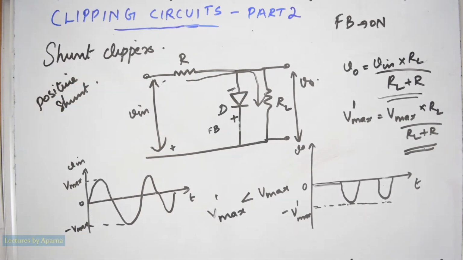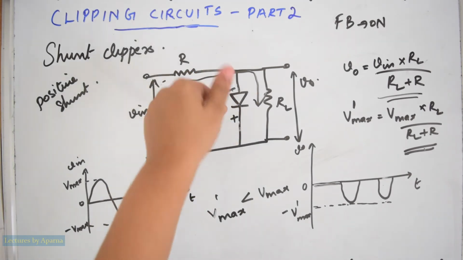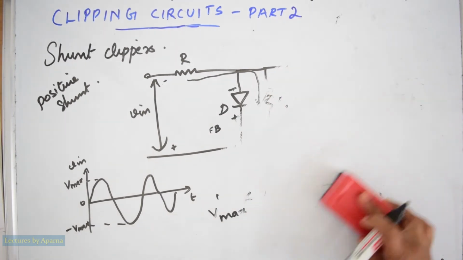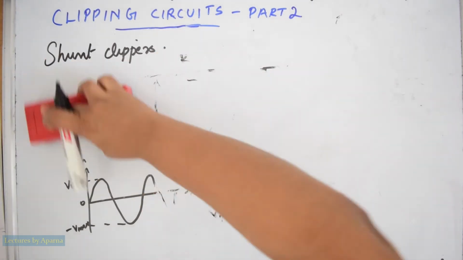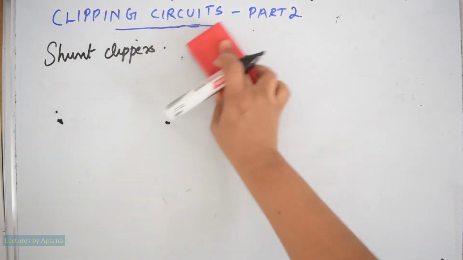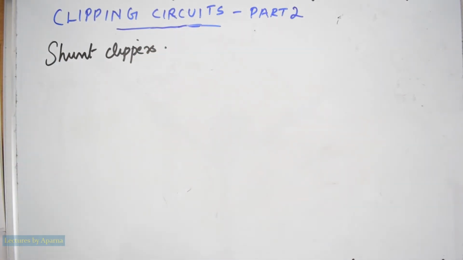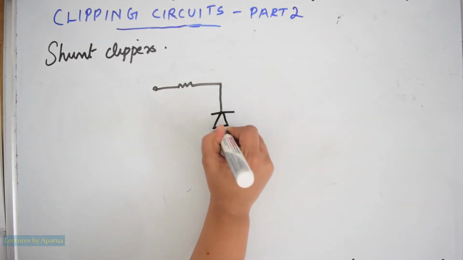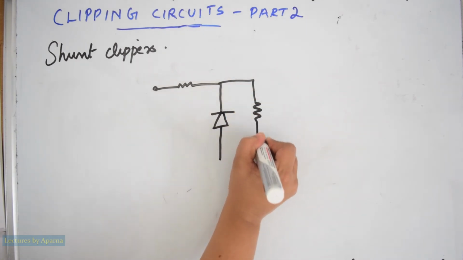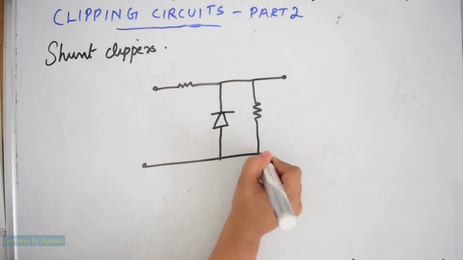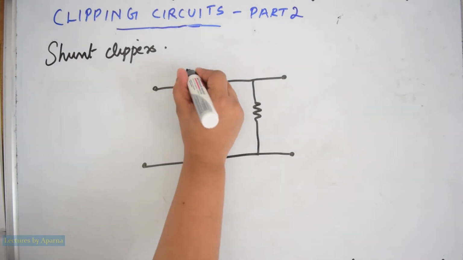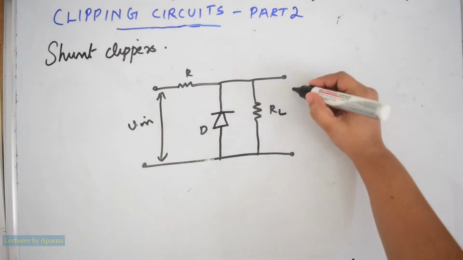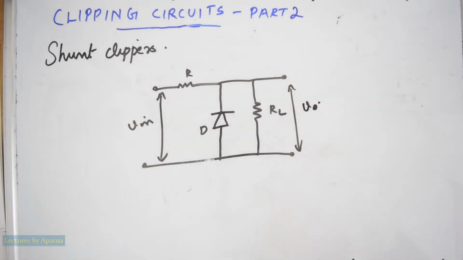Now how will we make a negative shunt clipper? You have to reverse the diode direction. So I'll draw it here. The negative shunt clipper will look like this. This is resistance, this is a diode, and this is the load resistance here. This is a diode, this is R and this is RL. This is the input wave V in. This is the output wave V0.